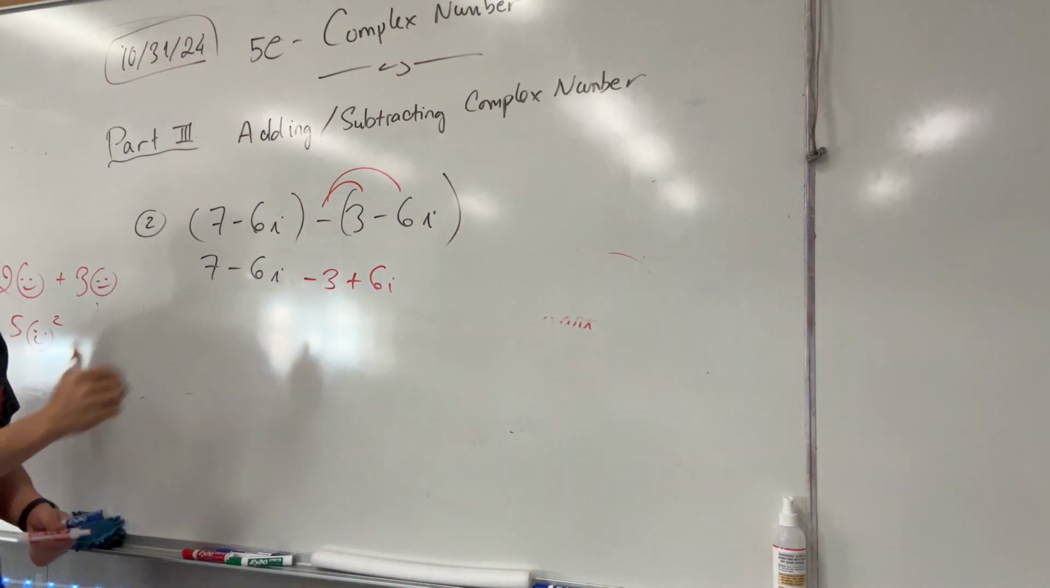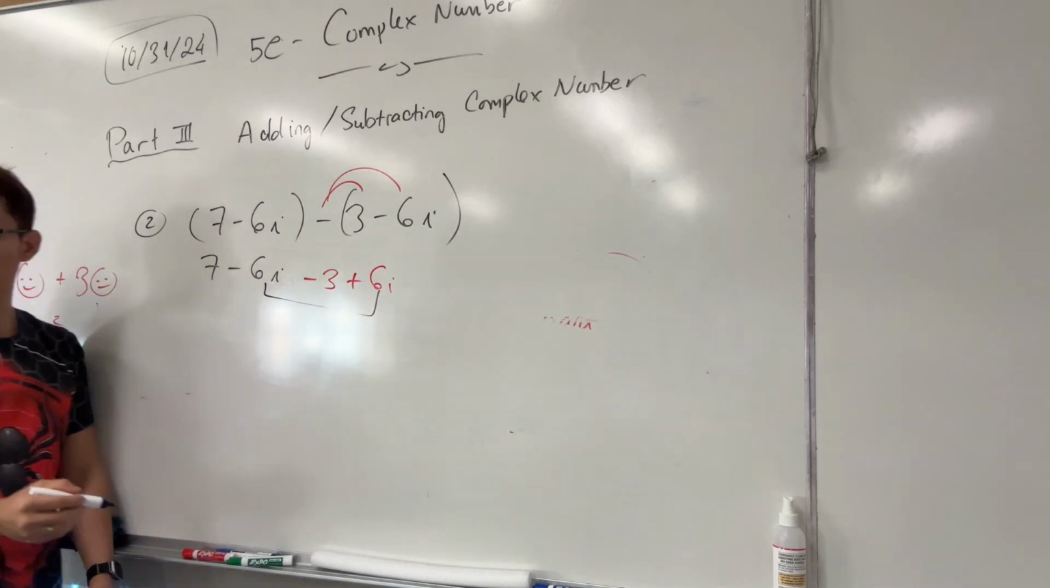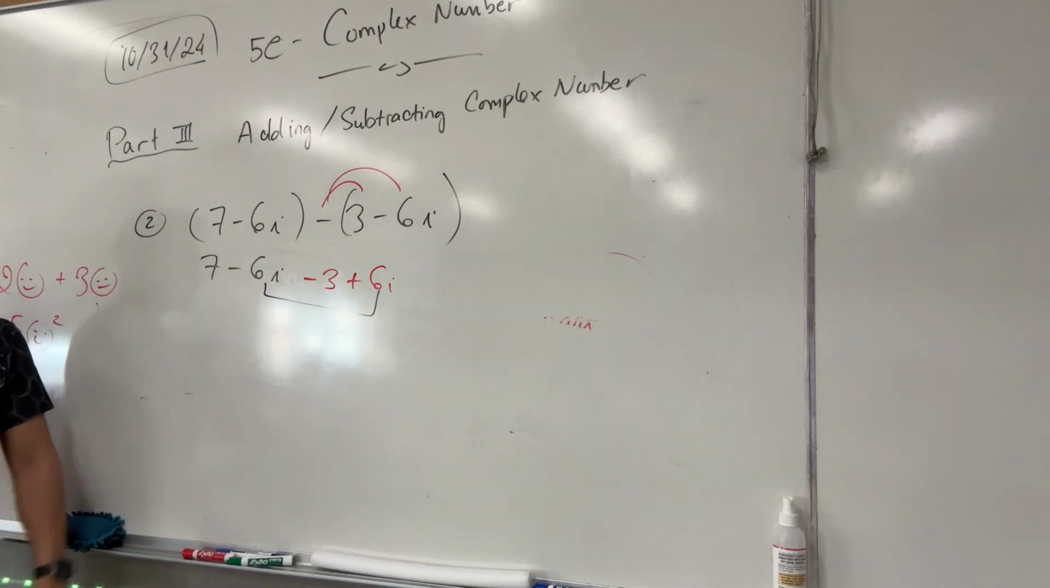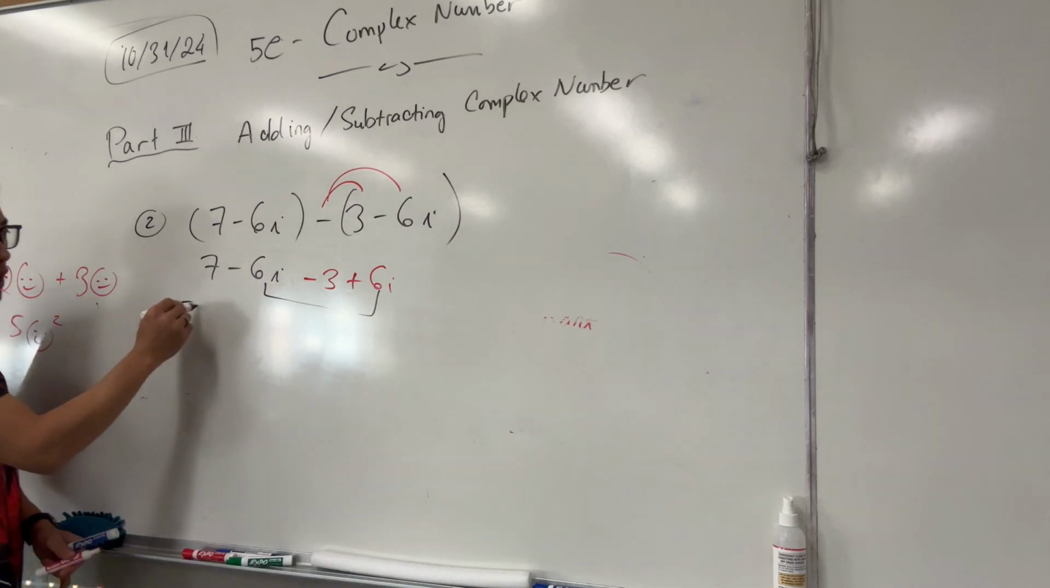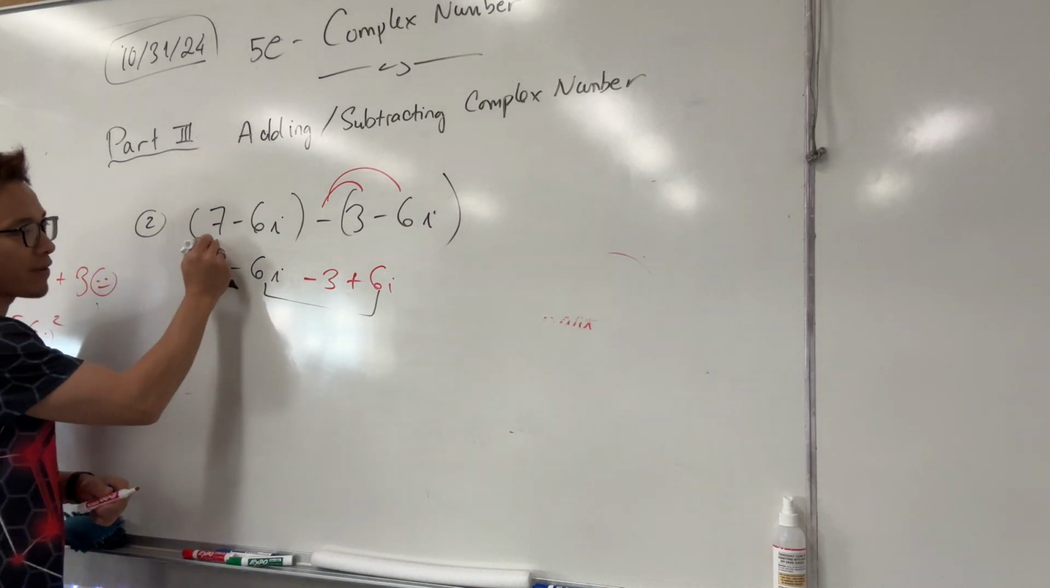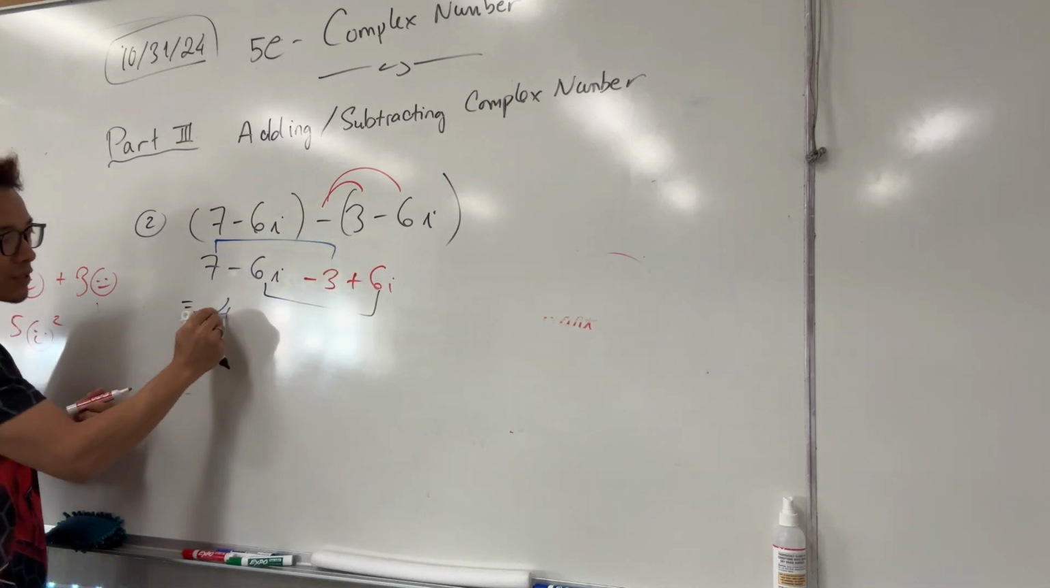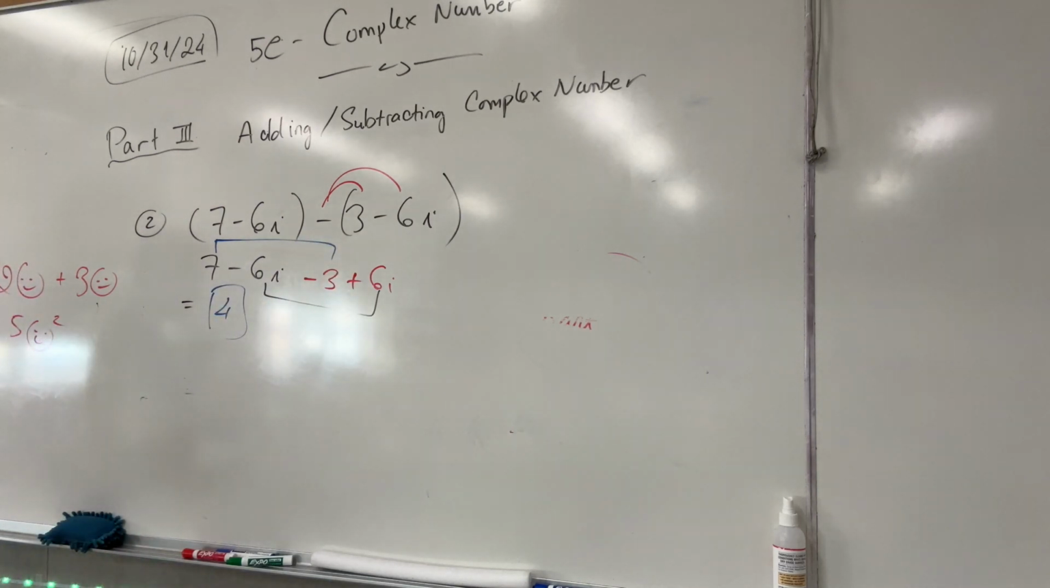Okay? Now negative 6i and positive 6i, that's why you have 0. If you still have this negative here and you give me 0, it doesn't make sense. Okay? So combine the terms. 7 minus 3 is 4. So 4 is the only answer. Very good though. I thought you got it right.